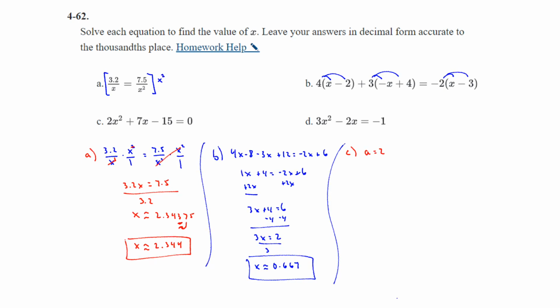A is equal to 2, B is equal to 7, and C is equal to negative 15. So x is equal to the opposite of b, plus or minus the square root of b squared minus 4ac, all over 2a, 2 times 2. So if we simplify that, that would be negative 7 plus or minus the square root of 49. And then 2 negative signs will be a positive here. So that's going to be 120 over 4.